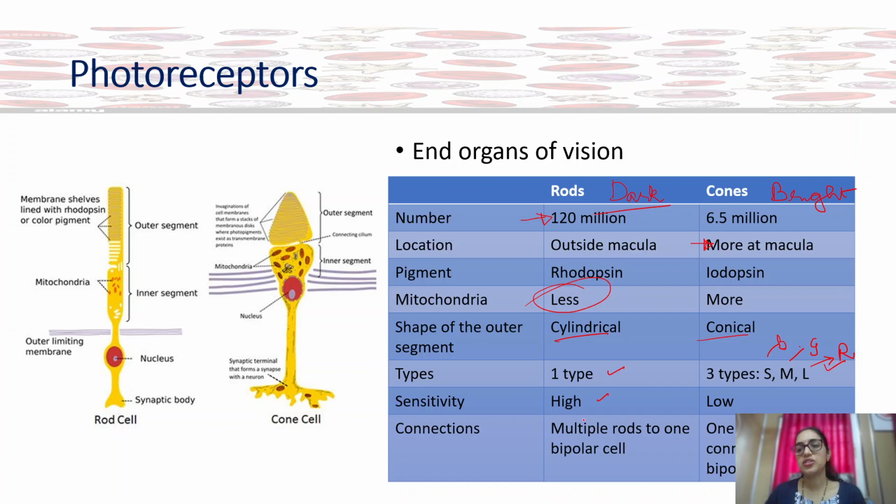whereas a one-to-one connection with bipolar cells is seen in cones. So when there is a one-to-one connection, there is increased specificity, and the image formation is much clearer with cones. So cones are responsible for sharp visual acuity and color vision. Rods are responsible for night vision and appreciation of movement.